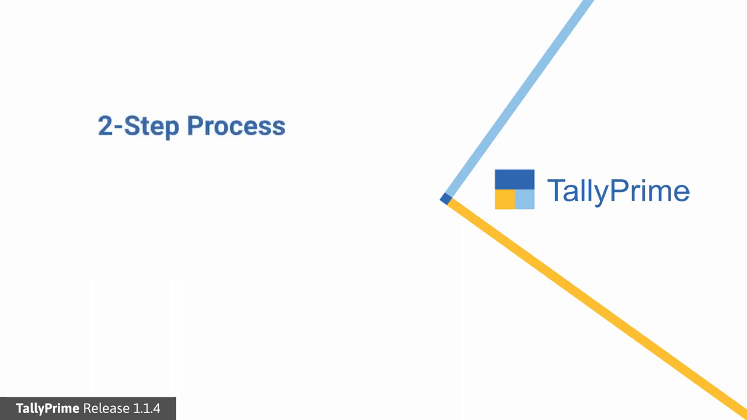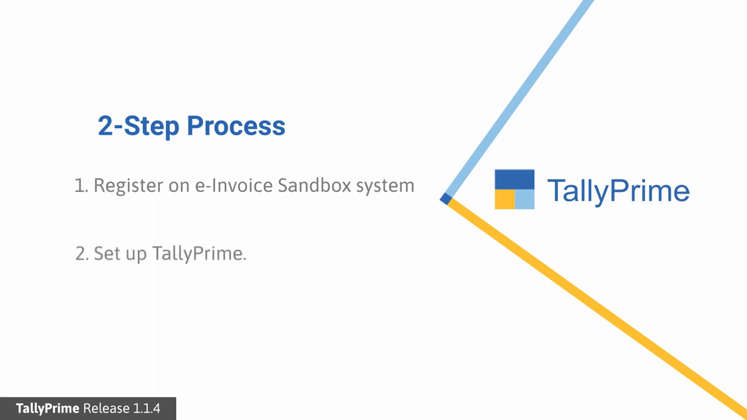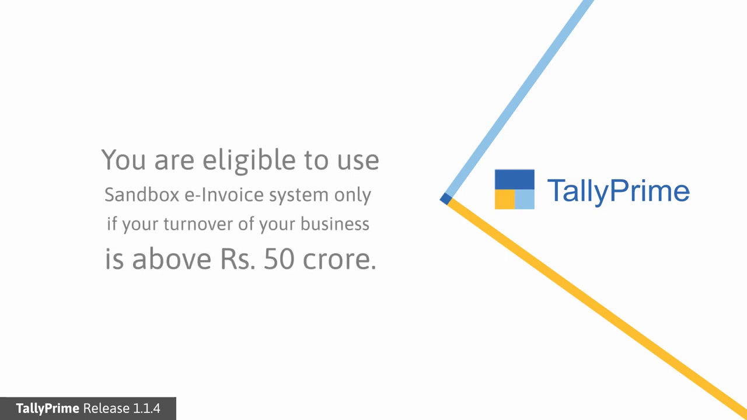The process of experiencing e-invoicing on e-invoice sandbox system using Tally Prime requires 2 steps. The first step is a one-time registration for generating sandbox credentials on the e-invoice API testing system. Before you proceed, it is important to know that you can generate your sandbox credentials only if your business is eligible for e-invoicing with turnover exceeding Rs 50 crore, which is the eligibility criteria.